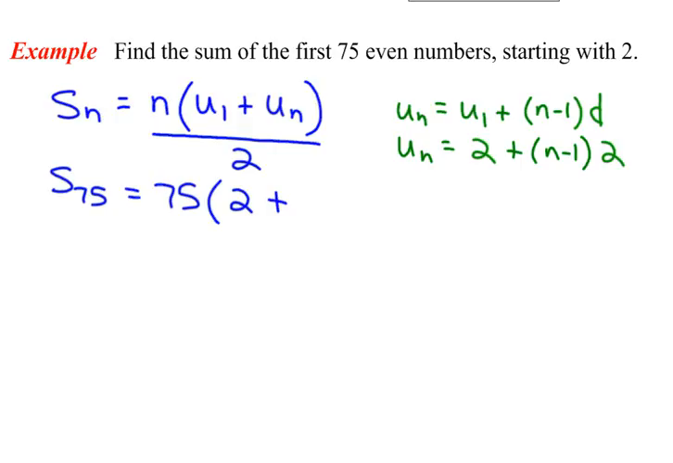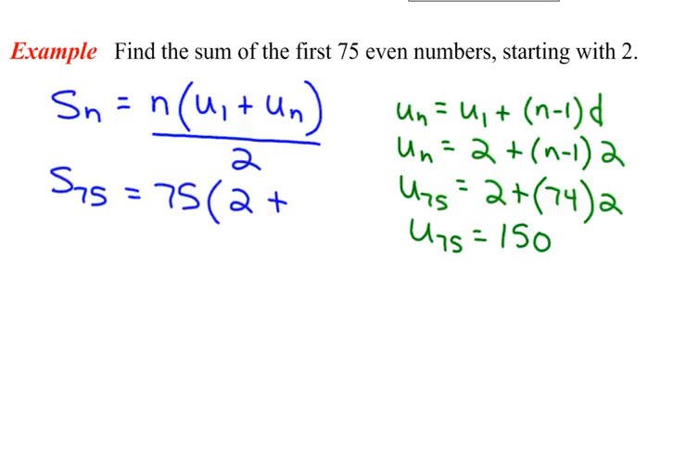And I want to find the 75th even number, so that's u sub 75. So I'm going to plug in 75 for n. 75 minus 1 is 74. And now I can do 74 times 2, which is 148, plus 2, which is 150. So I just found the 75th even number is 150.